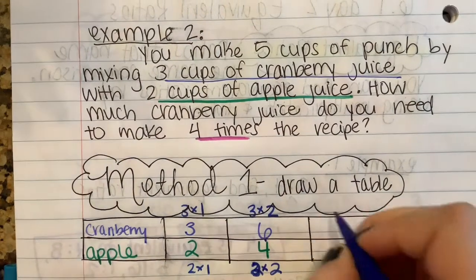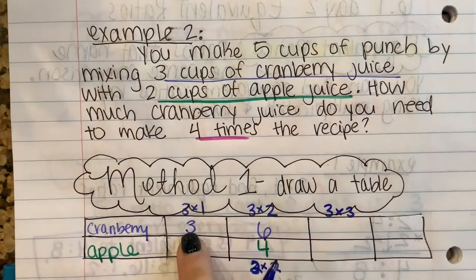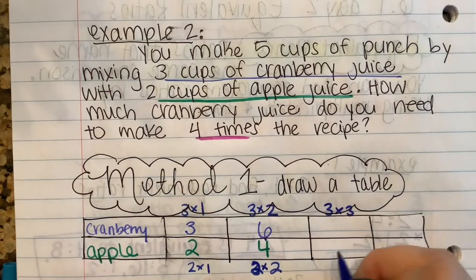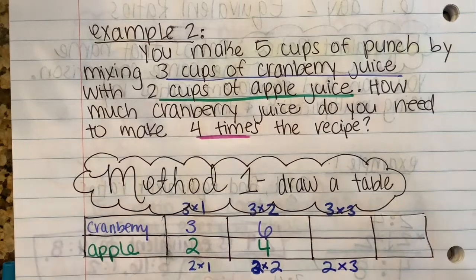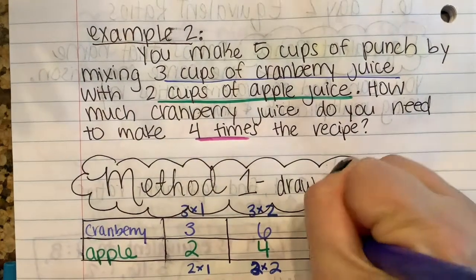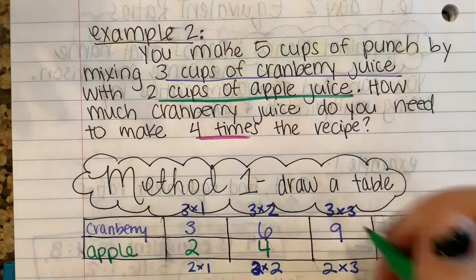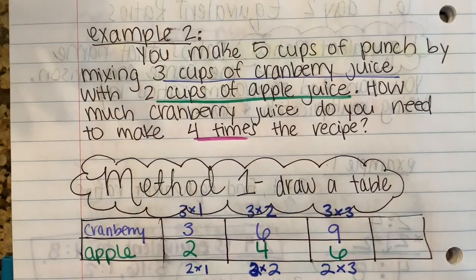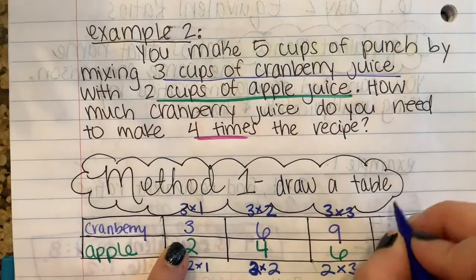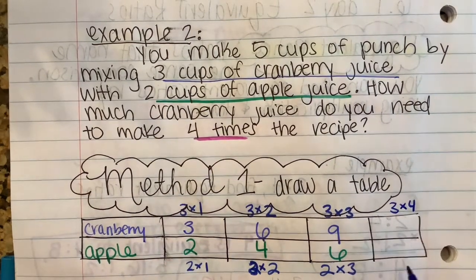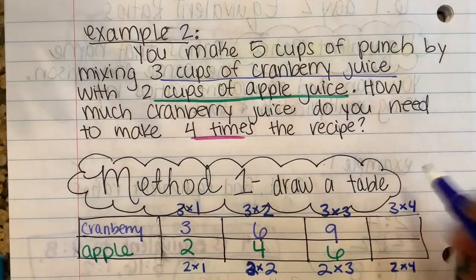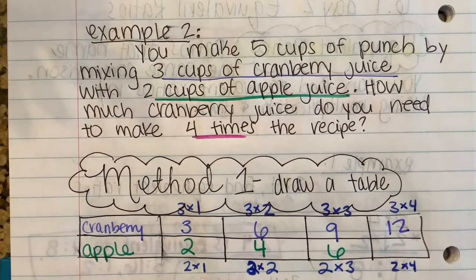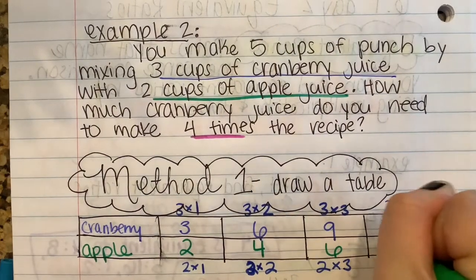Now in my next box, I'm going to show 3, my original amount, times 3, because I'm in my third box. And down here, I'm going to show my original amount, 2 times 3. 3 times 3 gives me 9. 2 times 3 gives me 6. Let's go to our last box, our fourth box, and this is going to show us 4 times our recipe. I'm going to take my original amount again and multiply it by 4. Same thing on the bottom, 2 times 4. 3 times 4 is 12. 4 times 2 is 8.